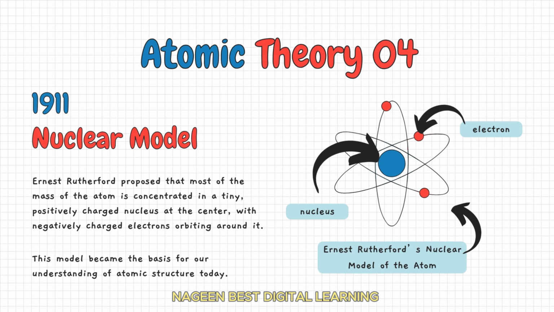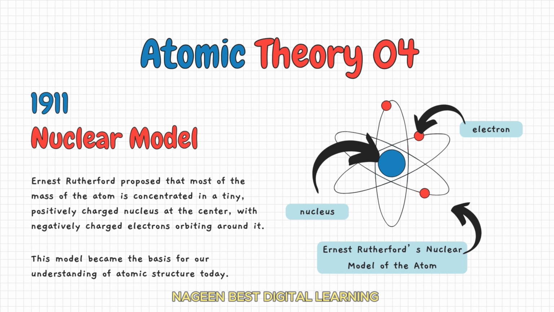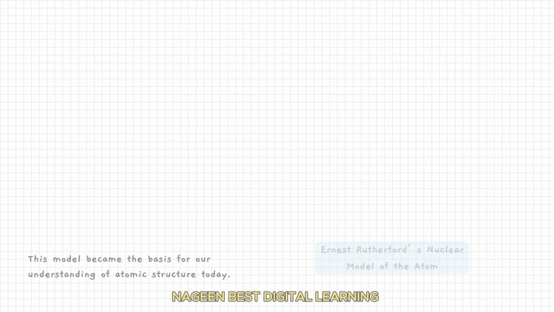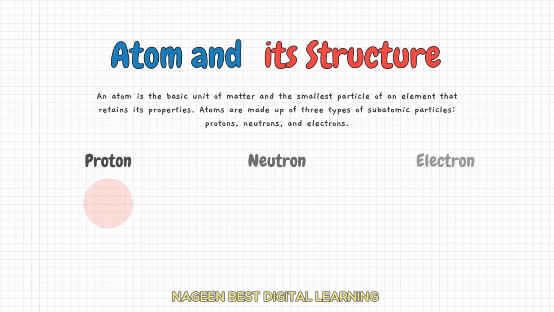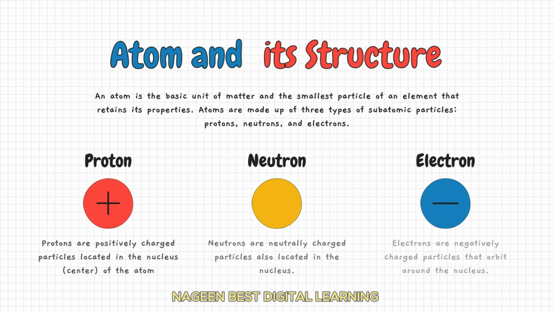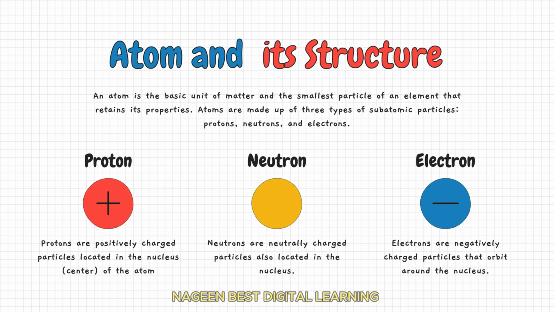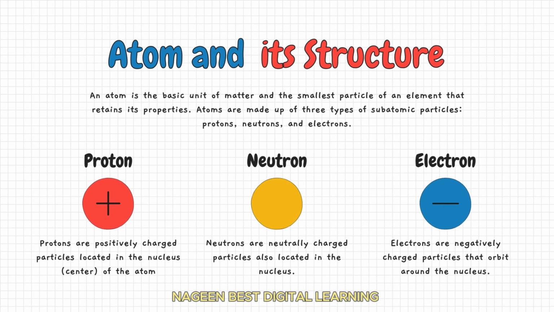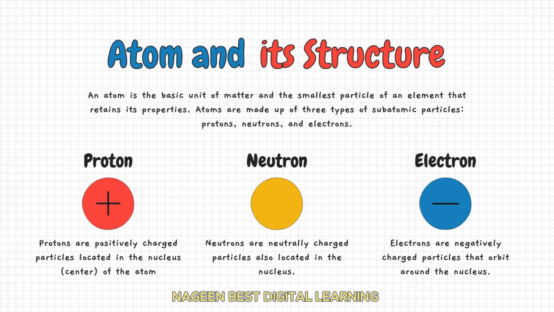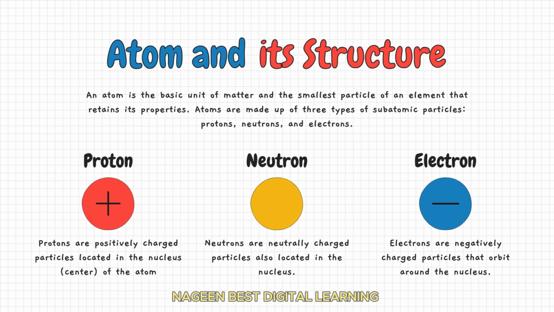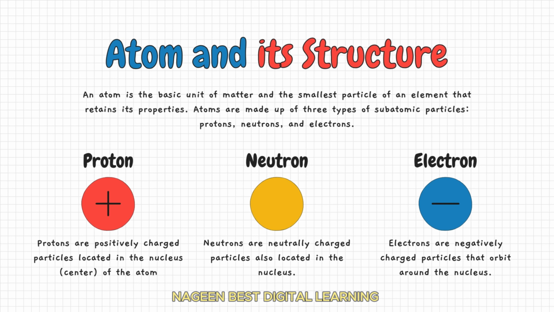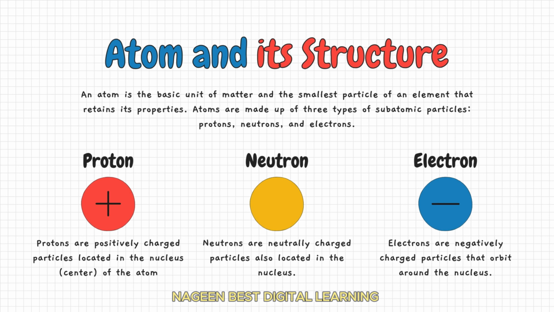Atom and its structure. An atom is the basic unit of matter and the smallest particle of an element that retains its properties. Atoms are made up of 3 types of subatomic particles: protons, neutrons, and electrons. Protons are positively charged particles located in the nucleus, the center of the atom. Neutrons are neutrally charged particles also located in the nucleus. Electrons are negatively charged particles that orbit around the nucleus.